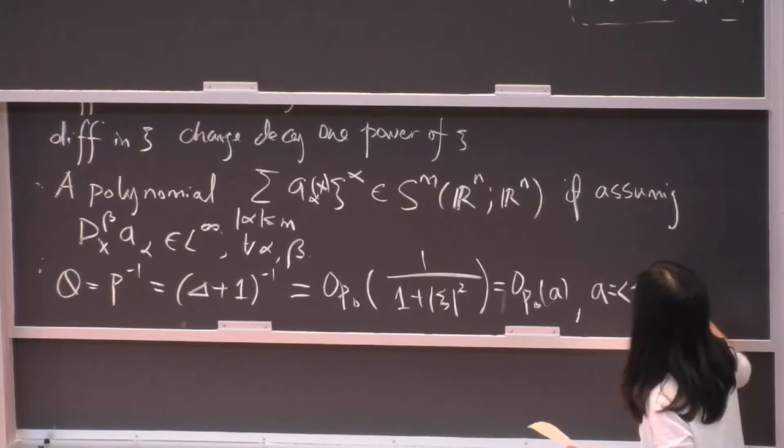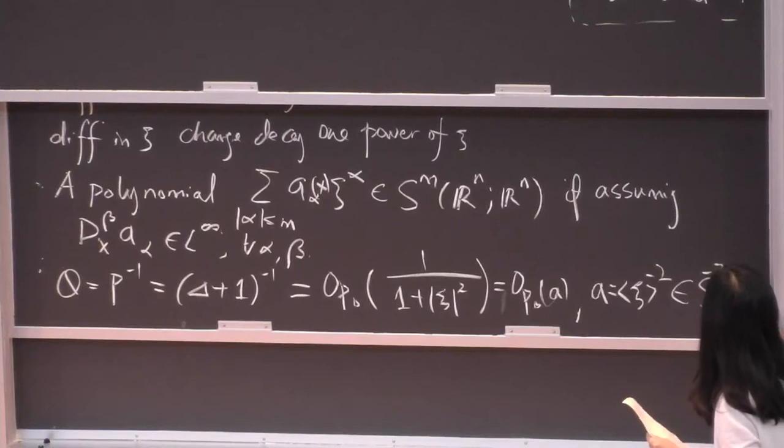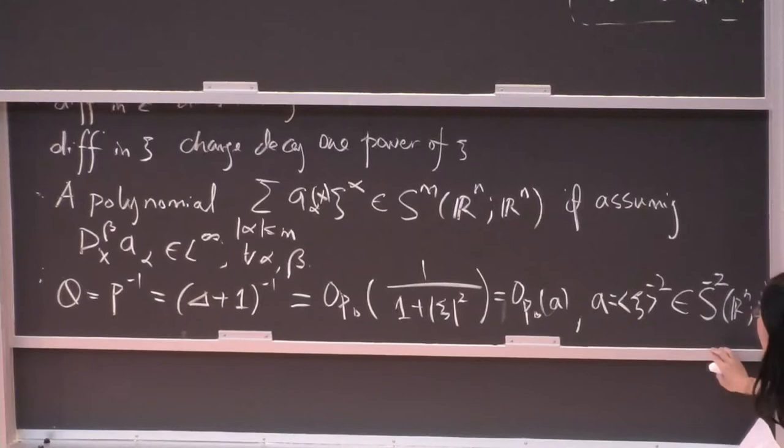So in particular, this is a prototype of order minus 2 on R^n, where it doesn't have x dependence, but we know that it's doable. Okay, so this is the first example I want to talk about here.